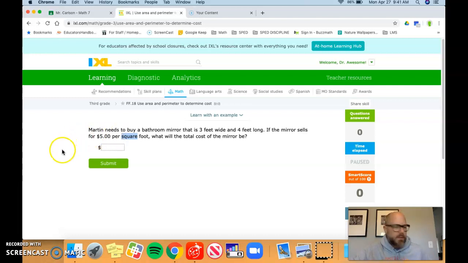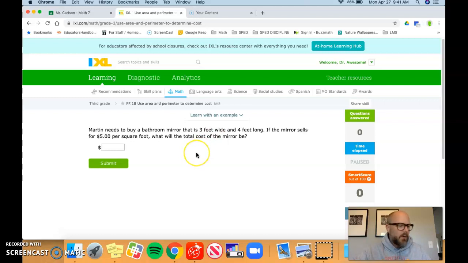So let's do a couple of these. So I just pulled this up, IXL 3FF18. I'm going to do a few of these problems. Here's the first one. Okay. Martin needs to buy a bathroom mirror that is 3 feet wide and 4 feet long. If the mirror sells for $5 per square foot, there's that clue word, square foot, so I know I'm going to be working with area. What will the total cost of the mirror be?